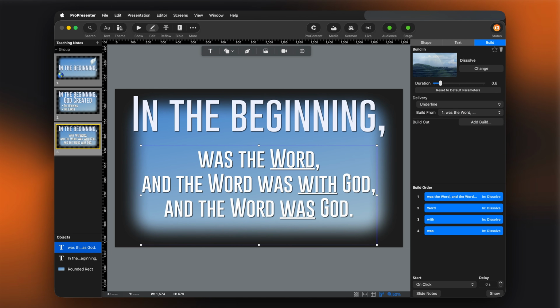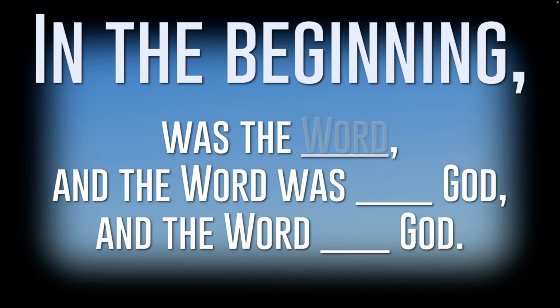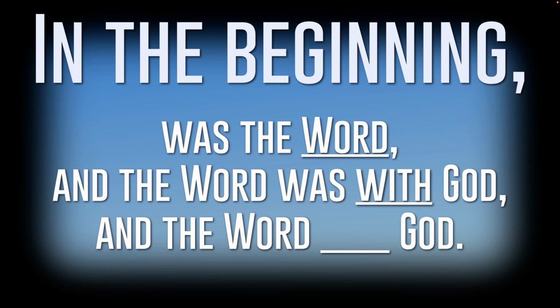These words will start hidden and appear one at a time with each advance, moving left to right and top to bottom. Each underlined word becomes its own build step, giving you the same level of control as you do in bullet builds. It's important to note something here.